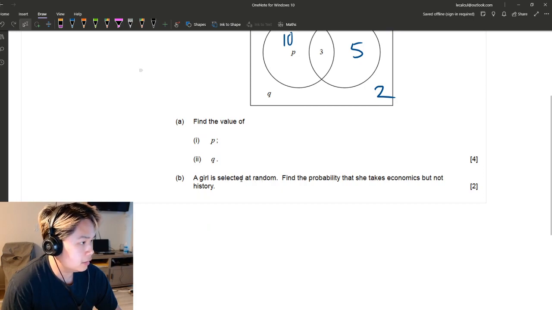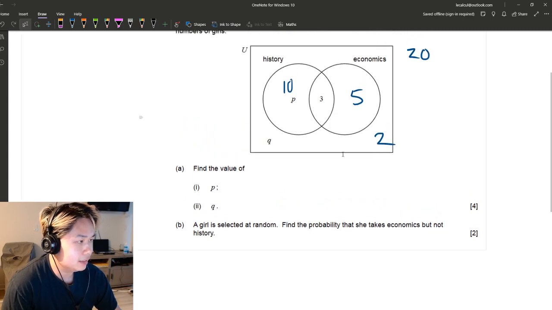And then a girl is going to be selected at random. Find the probability that she takes economics, but not history. Well, that's easy. That's 5 out of 20.